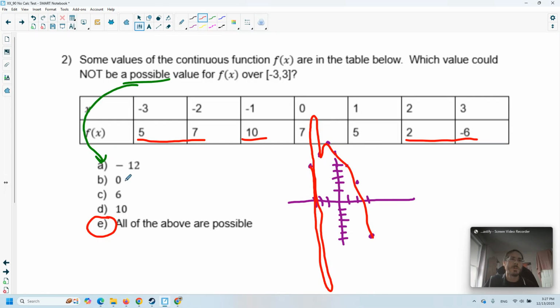For all these other ones in red, these are all musts. But since the question asked for possible and not must, we don't pick A, we pick E. So everything is possible. A doesn't have to happen, the others have to happen. So that, I think, confused a couple people on number 2.